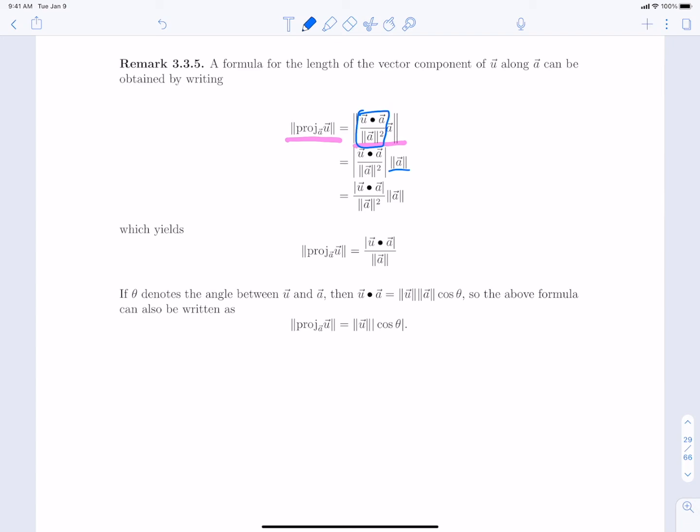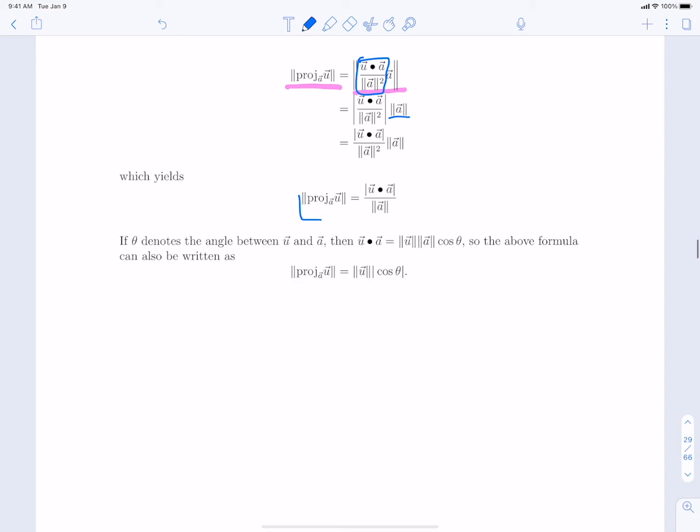As I simplify that, I can once again see that my denominator is squared, so I don't need my absolute value around my denominator, because it'll always be positive. So then I just have my absolute value around my dot product. And so when we have the magnitude of a squared in the denominator and the magnitude of a in the numerator, it can be simplified to just this formula right here, where the magnitude of the projection is just the absolute value of the dot product over the magnitude of a.